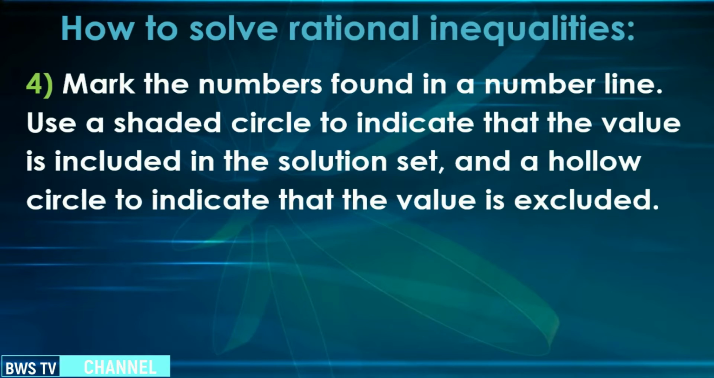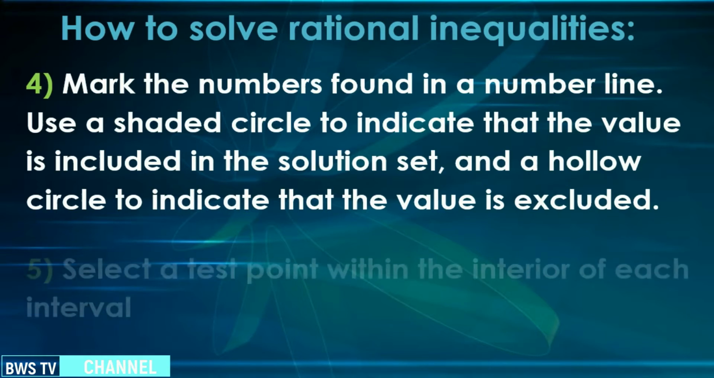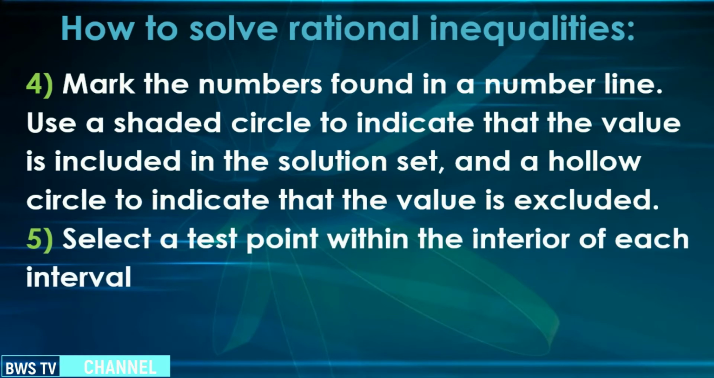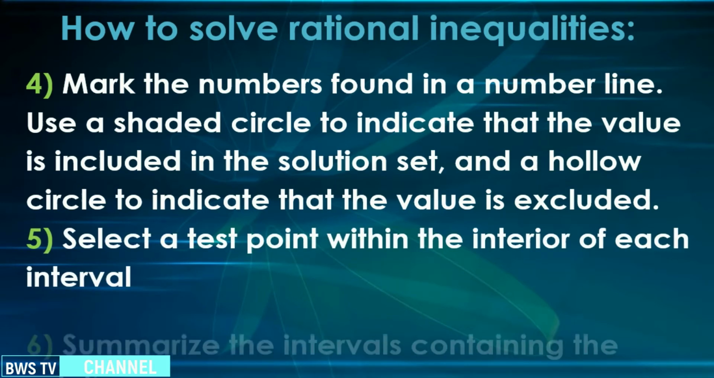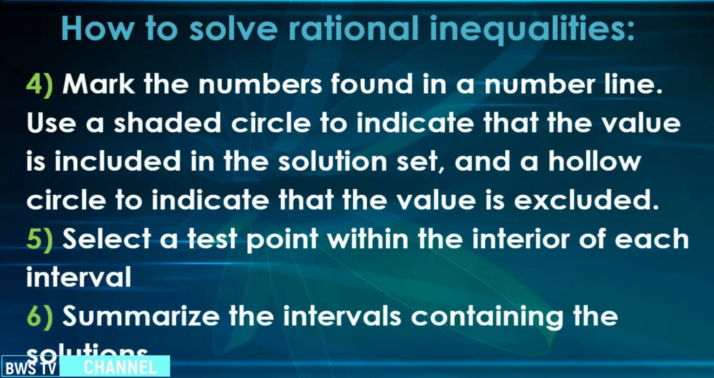So again, you know what a number line is, and you know what a shaded circle and a hollow circle are. Use a shaded circle for values included in the solution set. Use a hollow circle to indicate that the value is not included in the solution set. Next, number 5, select a test point within the interior of each interval and summarize the intervals containing the solutions.